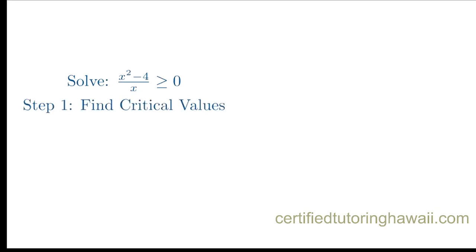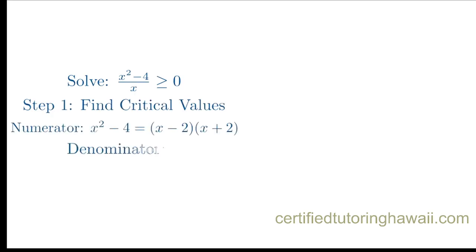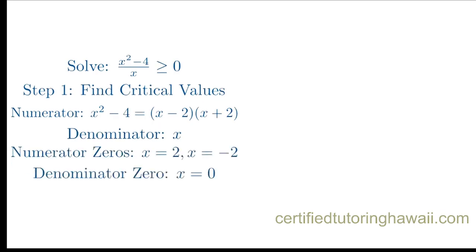Factor the numerator first. The numerator x squared minus 4 factors to x minus 2 times x plus 2. The denominator is just x. Setting the numerator to 0 gives x equals 2 and x equals negative 2. Setting the denominator to 0 gives x equals 0, so our 3 critical values are negative 2, 0, and 2.